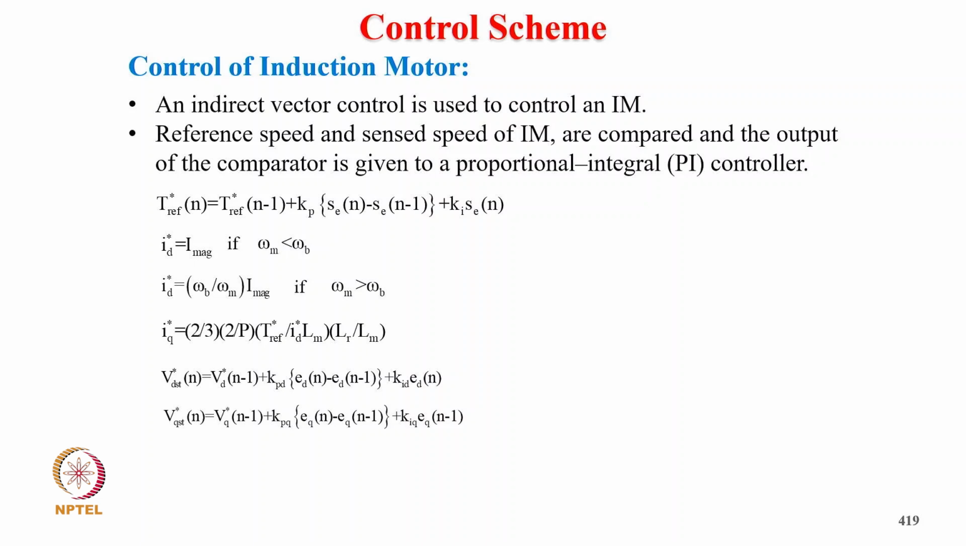Id star equal to I max if omega m is less than omega b, and Id star equal to omega b upon omega m if omega m is greater than omega b. Iq star equal to 2 by P m, T reference upon Id star, Lm into Lr upon Lm. Vd star equal to Vd n minus 1 plus Kpd in bracket Ed n minus Ed n minus 1, plus Kid Ed n, and Vq star equal to Vq n minus 1 plus Kpq in bracket Eq n minus Eq n minus 1, plus Kiq Eq n.